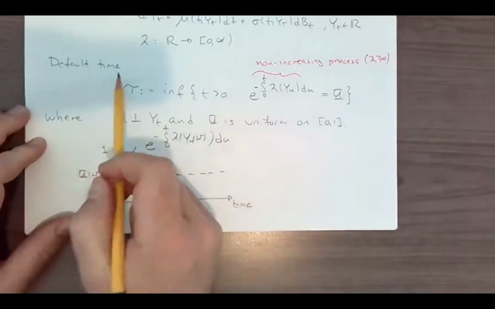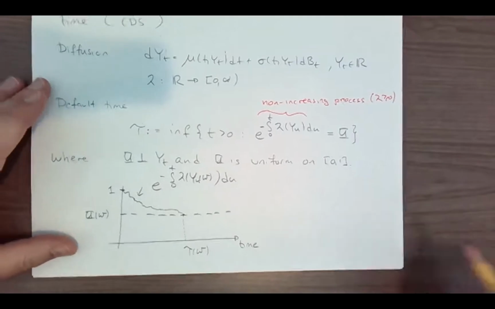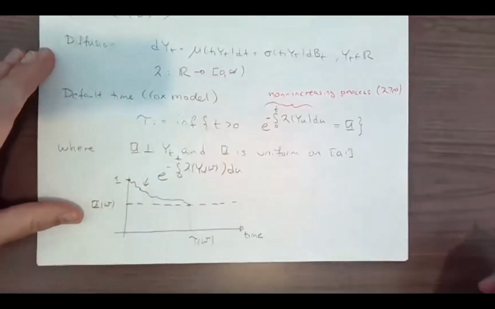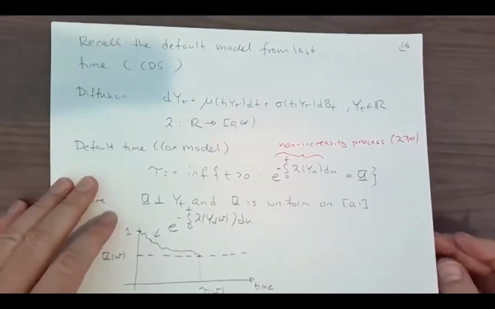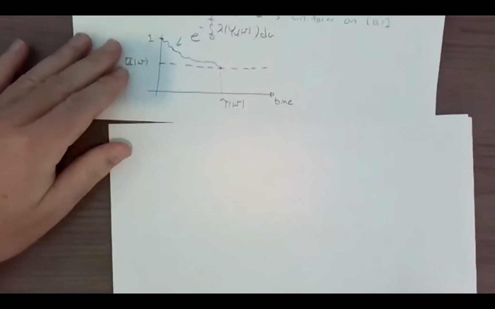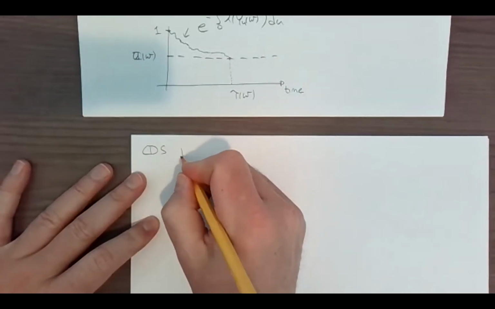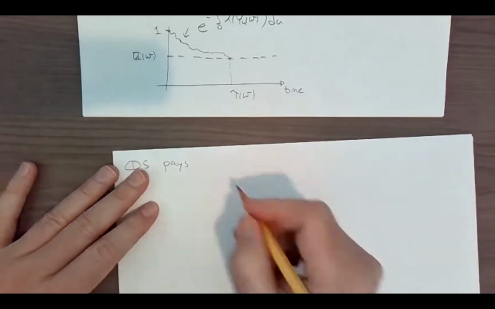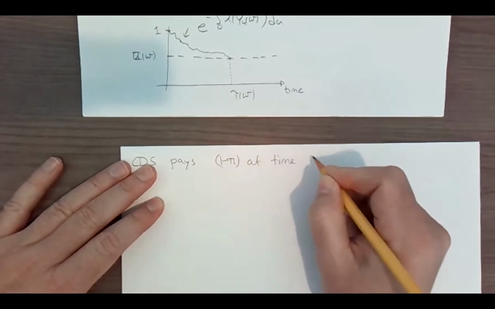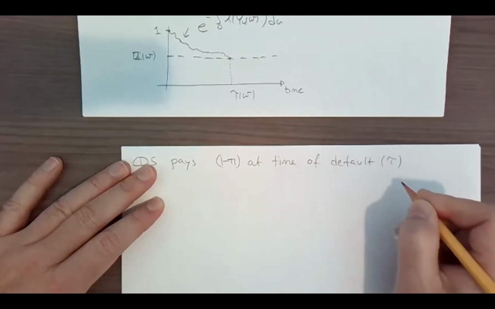So this is a famous way of generating these default times. This is called the Cox model. Right, and so let's just think for a second about what we did last time with the CDS contract. So the CDS pays 1 minus pi at the time of default, right? So this is at time tau.